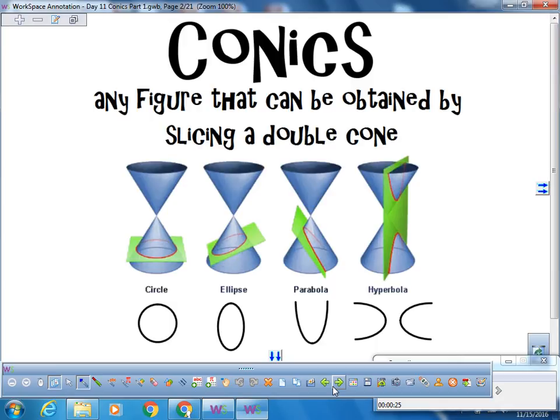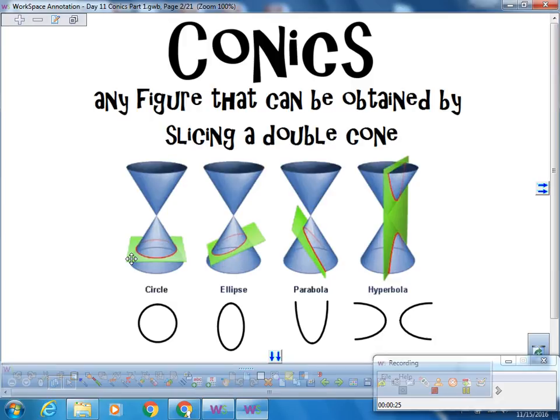Alrighty. So conics, any figure that can be obtained by slicing a double cone. We talked about this yesterday. If you slice a double cone like this one straight across, you're going to get a circle. At an angle, you're going to get an ellipse. At an angle that doesn't go all the way through the cone, you're going to get a parabola. And if you add an angle that goes straight through the top and the bottom, you're going to get a hyperbola. And we learned that all of those equations are related, right?